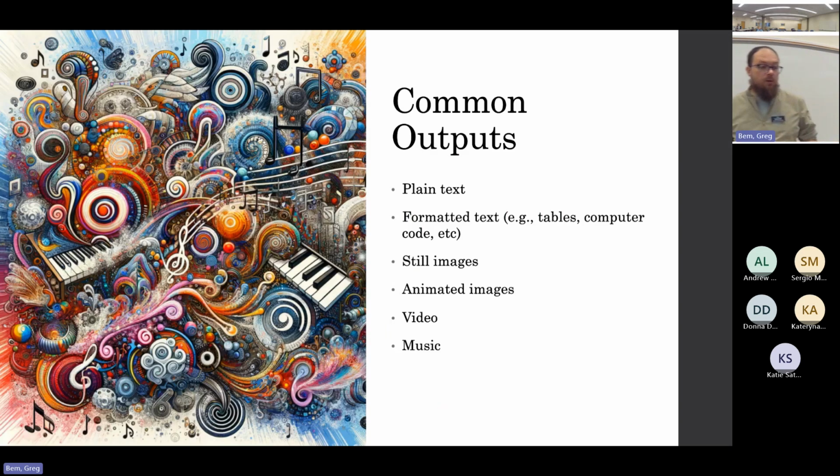So common outputs when we use GenAI, including this image here, which was created in DALL-E, which is a GenAI tool. Common outputs include plain text, formatted text. So ChatGPT and other tools can create tables, computer code, even pie charts and graphs and that sort of stuff. We can get still images like the one seen here. We can get animated images. We can get video. We can even get music and audio now. GenAI is able to do that.